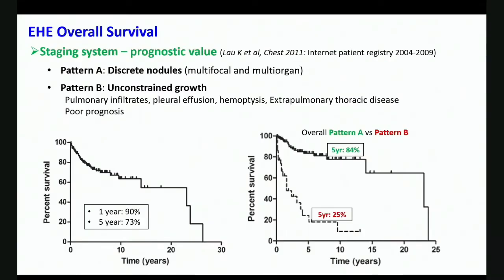When we look at all comers, EHE has the prognosis of a low-grade sarcoma with 90% 1-year and 73% 5-year survival, as reported in this old internet-driven patient registry published in Chest in 2011. However, it became obvious, even from this initial study, that there was a clear dichotomy in clinical behavior, with one group of patients defined as having unconstrained growth showing a 25% 5-year survival.